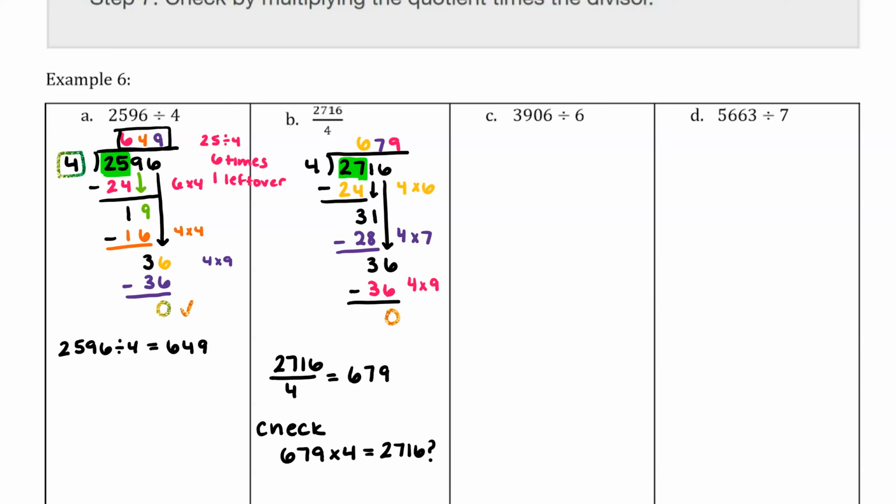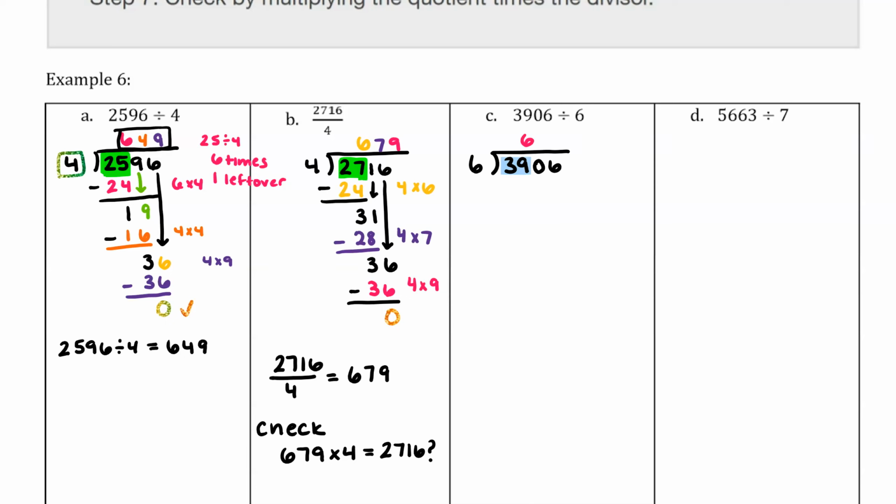Let's try another one. 3,906 divided by 6. So the 6 is going on the outside, and 3,906 is going on the inside. So I look one digit at a time. 6 can't go into 3, but it can go into 39. So what do I times 6 by to get close to 39?